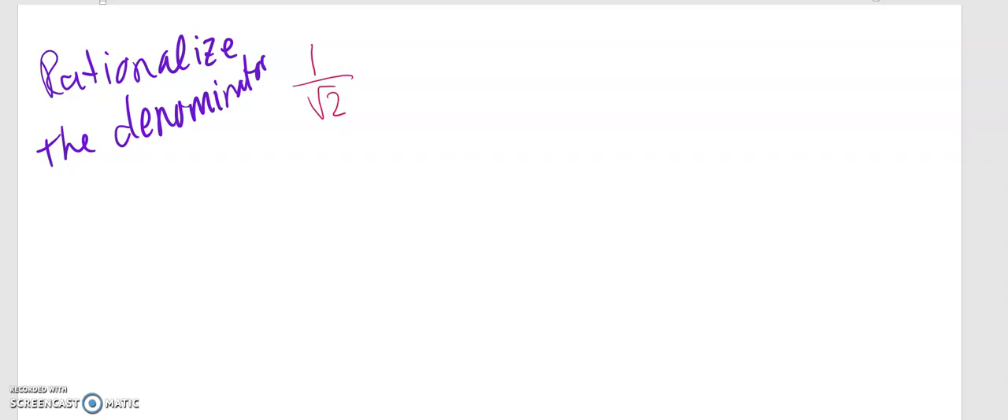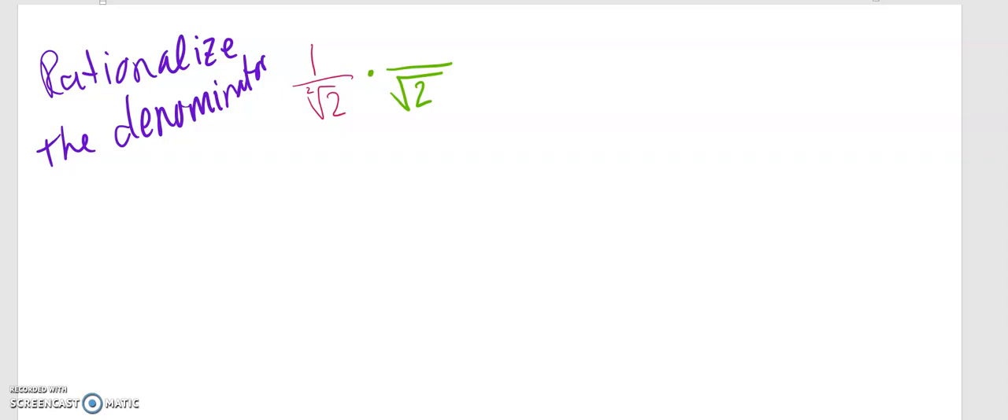In order for that radical to completely go away, I'm going to need a pair, because remember, this radical has a 2 index. Okay, so it's the square root of 2. I need a group of 2. How on earth do I do that? Well, what if I were to multiply by another square root of 2?